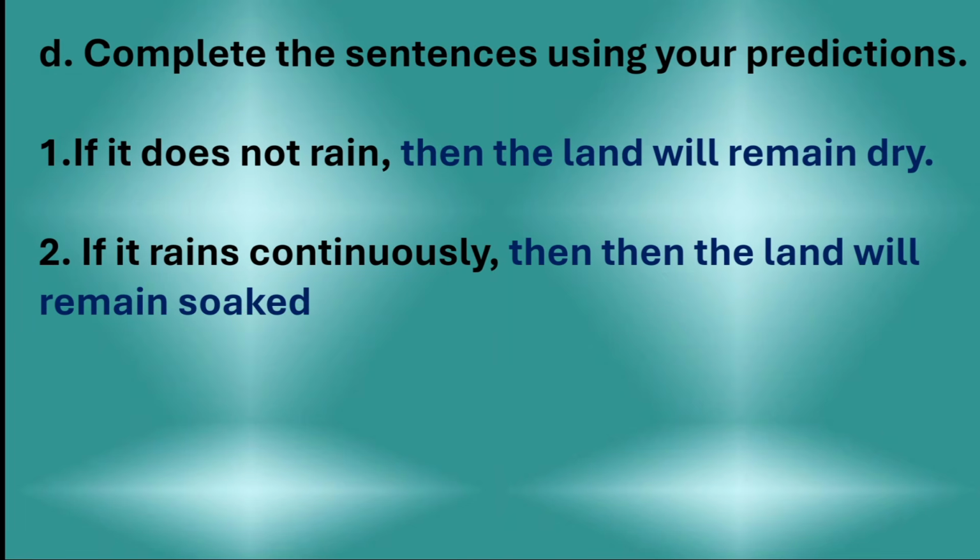Next question, complete the sentences using your predictions. First, if it does not rain, then the land will remain dry. Second, if it rains continuously, then the land will remain soaked.